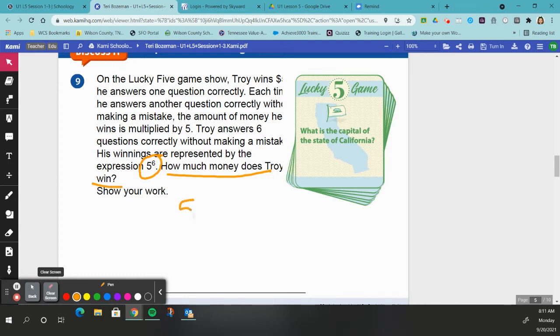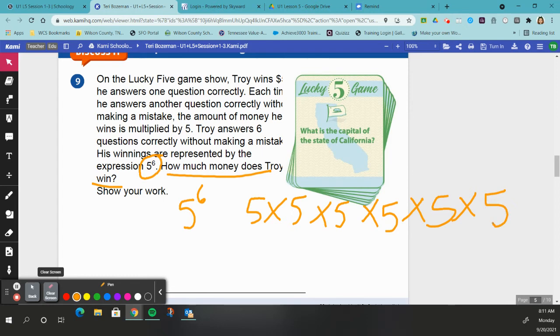So we know the expression is this, and it wants to know how much money does Troy win. So we are going to figure out what 5 to the 6 equals. So what you need to do is 5 times 5 times 5 times 5. That's 1, 2, 3, 4 times 5 times 5. Now, do not say 5 times 6 because the 5 is repeated 6 times. Multiplication can represent repeated addition. So if you had 5 plus 5 plus 5 plus 5 plus 5 plus 5, then we could say 5 times 6. But we can't do that when we're repeatedly multiplying. So you're actually going to have to multiply this out. So take a minute and do that, and then come back to the video.